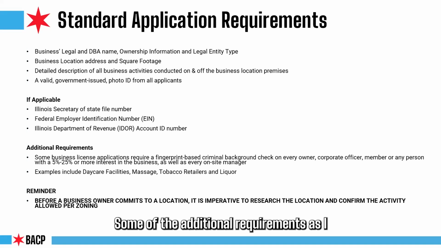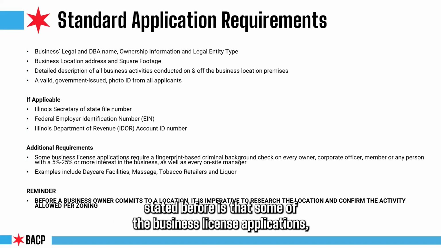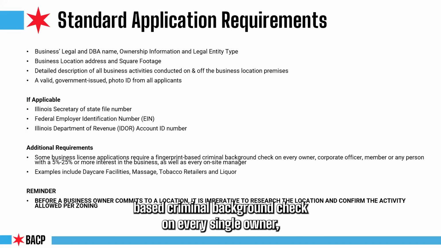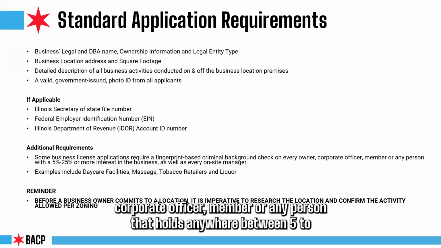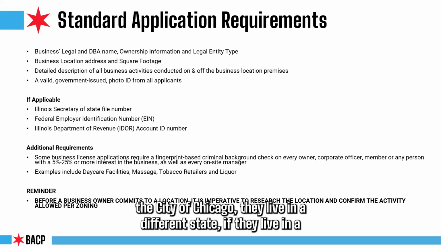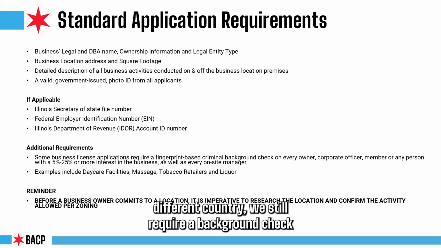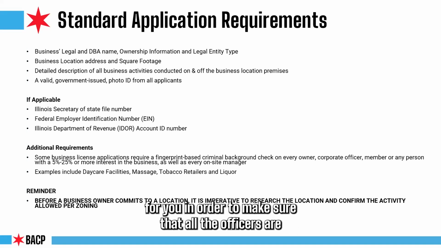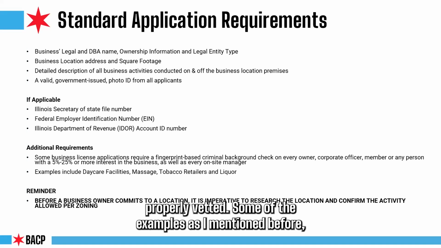Some of the additional requirements, as I stated before, is that some of the business license applications are going to require a fingerprint-based criminal background check on every single owner, corporate officer, member, or any person that holds anywhere between 5 to 25% or more interests in the business, as well as every on-site manager. Even if these owners are not within the city of Chicago, if they live in a different state, if they live in a different country, we still require a background check and a fingerprint check, and we're still able to facilitate that for you in order to make sure that all the officers are properly vetted.